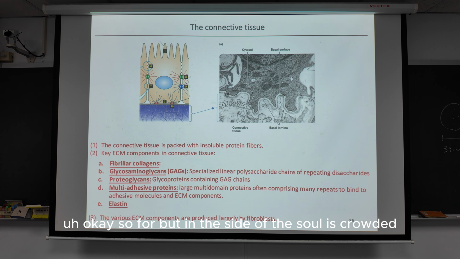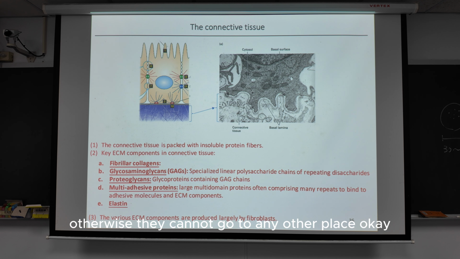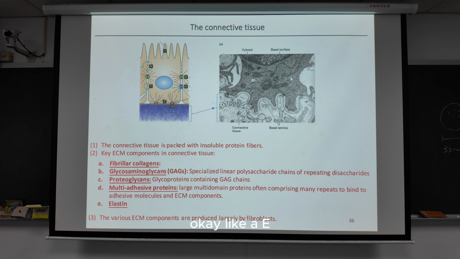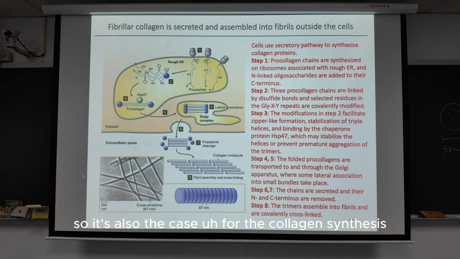Okay. So in the cytosol, it's crowded. So ideally, during the protein synthesis of those ECM components, you just cannot put those proteins into the cytosol. Otherwise, they cannot go to any other place. Okay, the one place inside the cell that would not be so crowded is the lumen of the different organelles. Like the ER lumen or Golgi lumen, they are pretty free space. They can put a lot of different things there. Okay, large cargo here. So it's also the case for collagen synthesis.